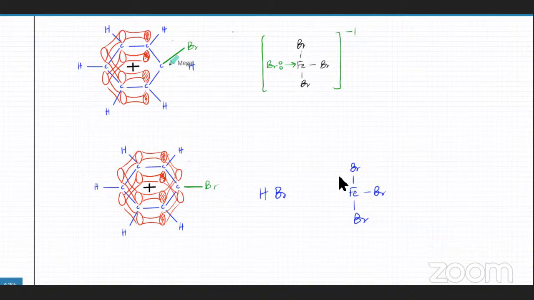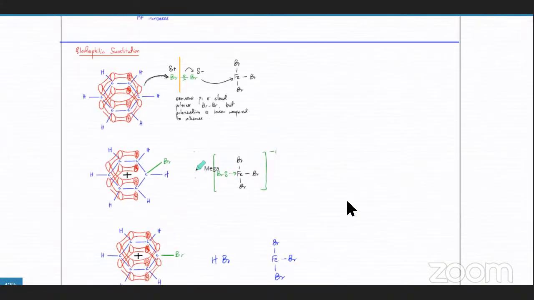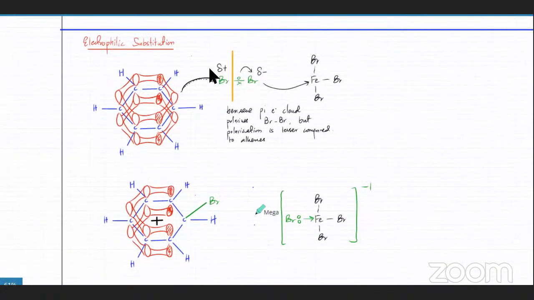Is this clear? Yes, sir. Let me quickly recap what happened. Polarization was not possible because the electron density was very low, so you needed a catalyst, which was FeBr3. Initially this pi electron cloud was not strong enough to pull the Br positive, so we added a catalyst. When Br is added, how does it become positively charged, strong enough to pull electrons from H at the end?